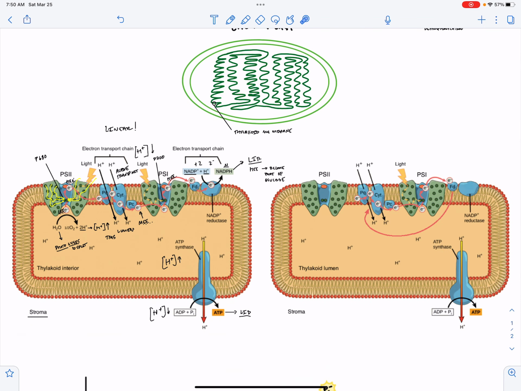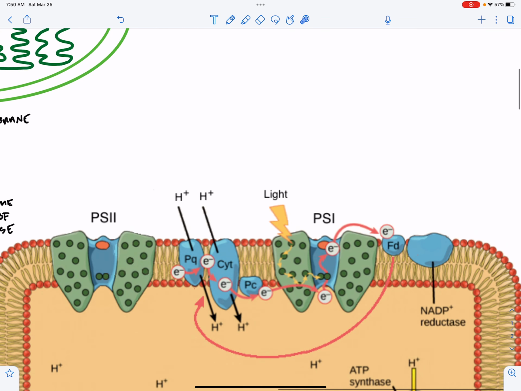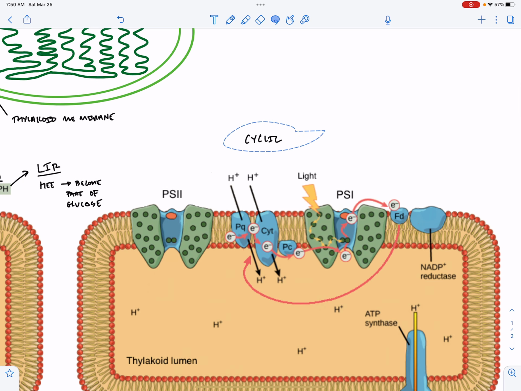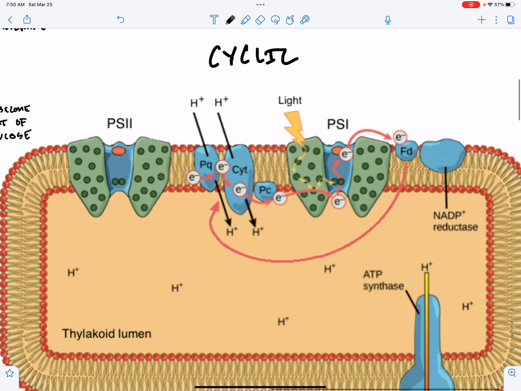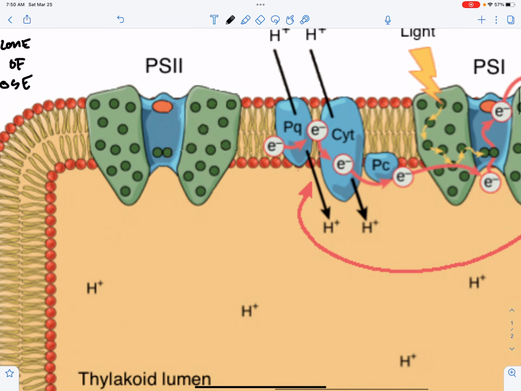Okay, this is in contrast to what we call cyclic photophosphorylation, or the cyclic light-dependent reactions. So, in order to start this pathway, we first need to have the same thing happen. H2O has to come in here. It's split up into its three component parts, O2, H+, and also an electron is donated to photosystem 2.